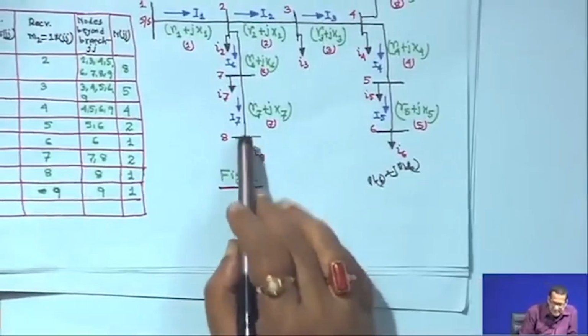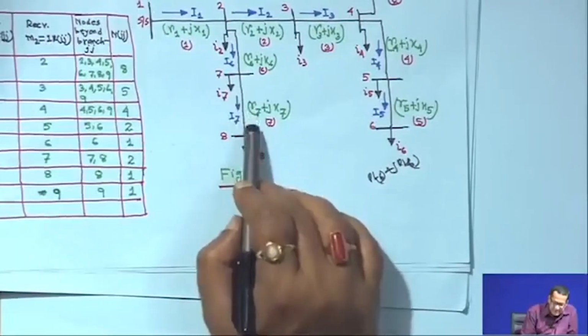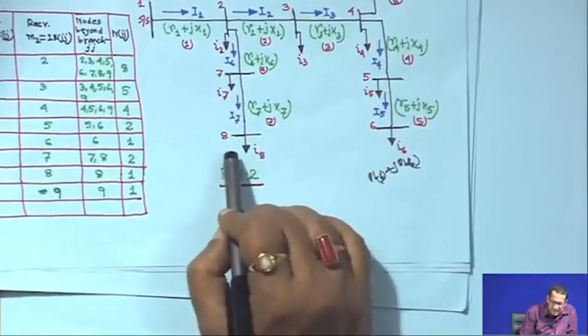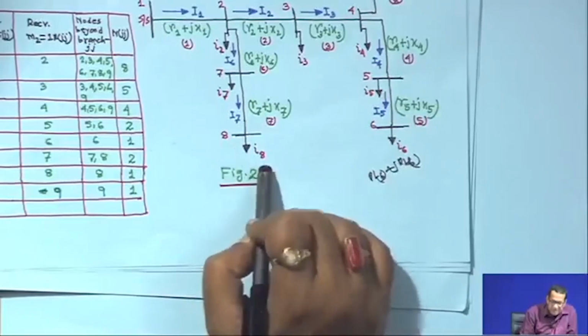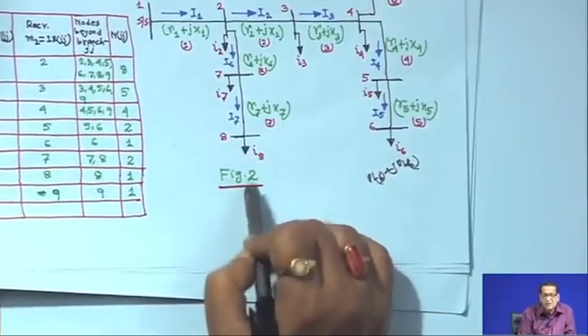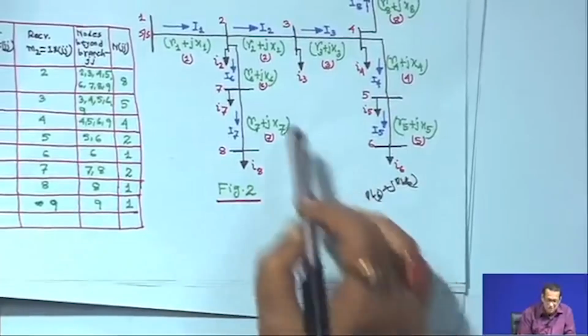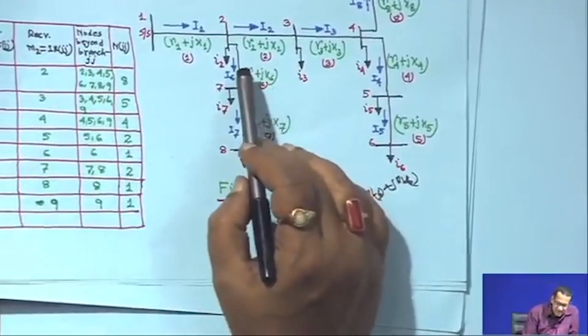Similarly, in this case, branch 7, that is 7 and 8, this is the last node. So, in that case P8 will be PL8 and your Q8 will be QL8, right, because there are no other branches. So, no question of losses, this is only for the last node.